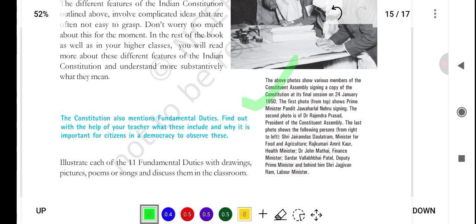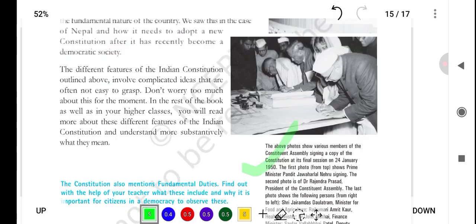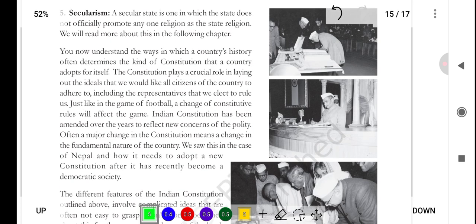The first photo from top shows Prime Minister Pandit Jawaharlal Nehru signing. Second photo is of Dr. Rajendra Prasad, President of the Constituent Assembly. Last photo shows the following persons from right to left: Shri Jairam Daulatram, Minister for Food and Agriculture; Rajkumari Amrit Kaur, Health Minister; Dr. John Mathai, Finance Minister; Sardar Vallabhbhai Patel, Deputy Prime Minister, and behind him Sir Jagjeevan Ram, Labour Minister. So these are the pictures. Have a look at it.